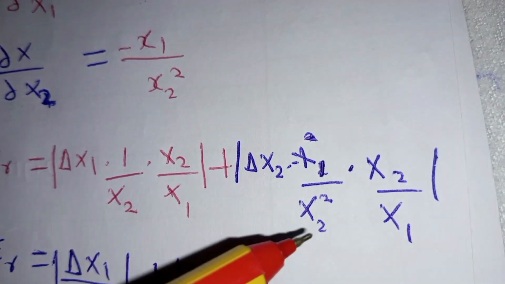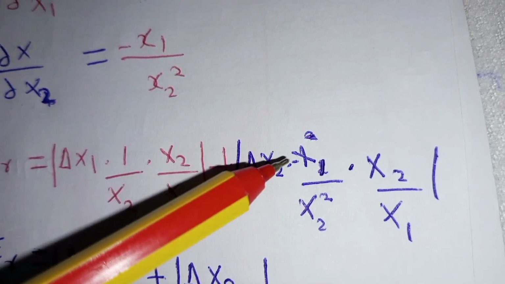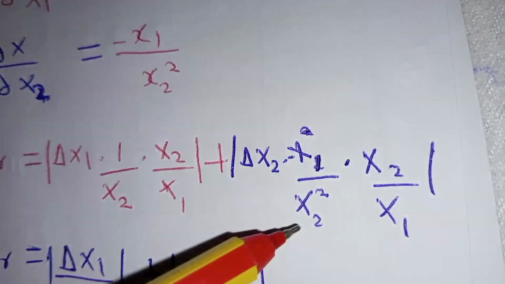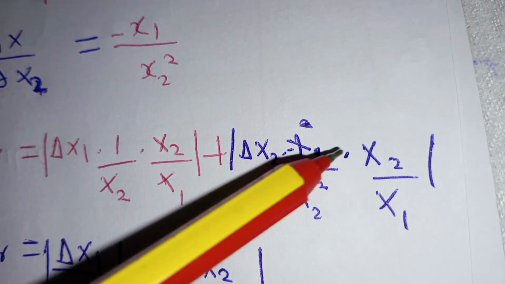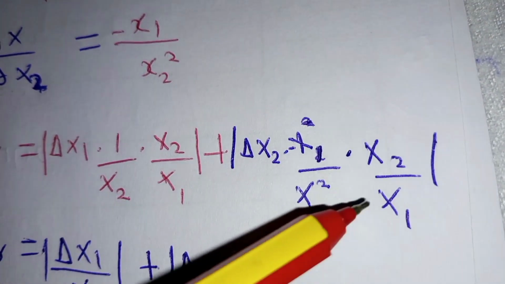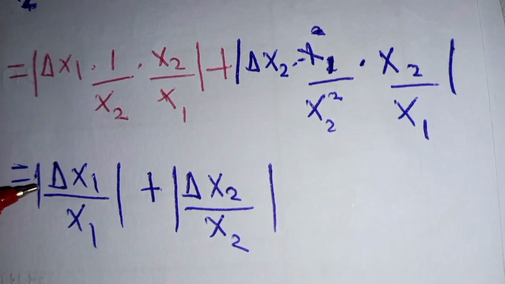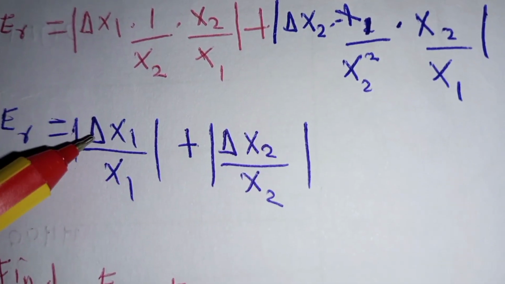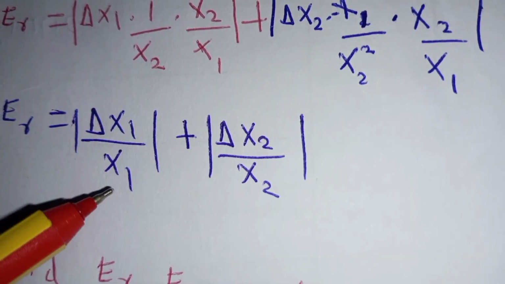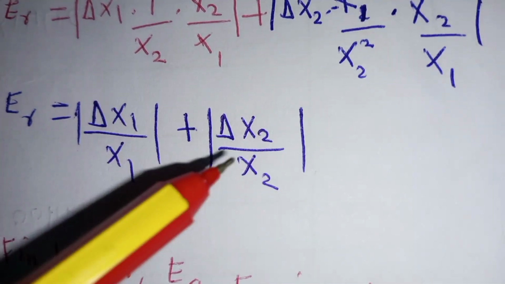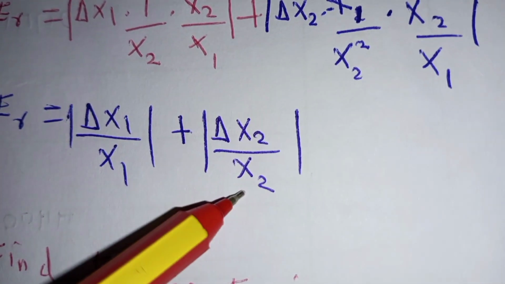which is negative x1 over x2 squared multiplied by x2 over x1. We simplify here by x2, and we are left with error in x1 divided by x1 plus error in x2 divided by x2.